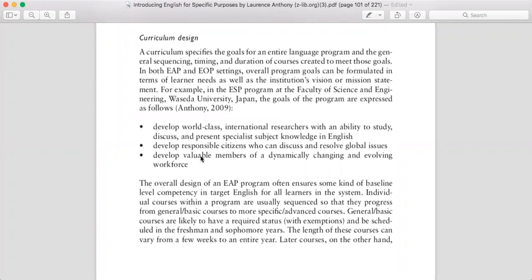Second goal is develop responsible citizens who can discuss and resolve global issues. So they can discuss, and this discussion should be in English, right? And we are again talking about a university in Japan where English is not their first language, and not even their second language. English is a foreign language, but they are teaching their researchers in English, and they are conducting this English program. So in order to enable them, develop valuable members of a dynamically changing and evolving workforce.